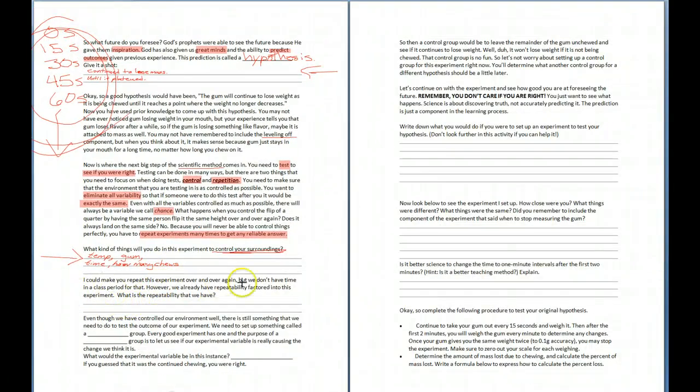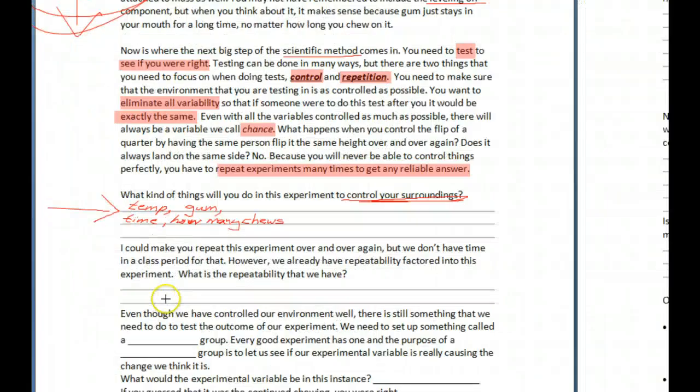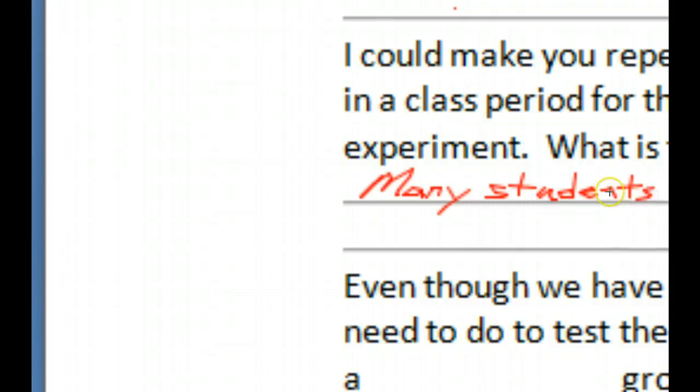Now, we could also repeat the experiment over and over again. In a typical class period, I don't have my students do that because it takes too much time. However, we have repeatability factored into a classroom, because we've got a lot of people doing the experiment at the same time. Many students is the idea here. If we put that in a really brief form, we have lots of students, and that's a repeatability factor.